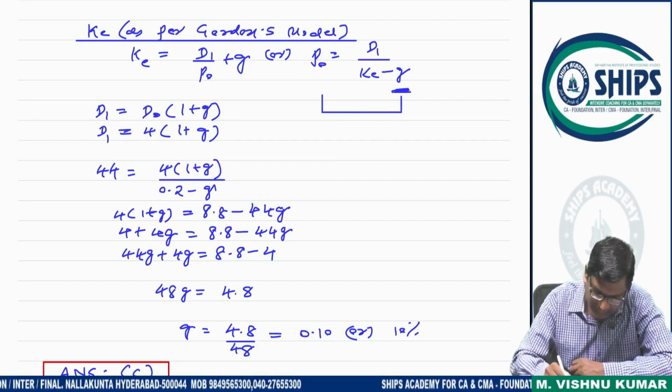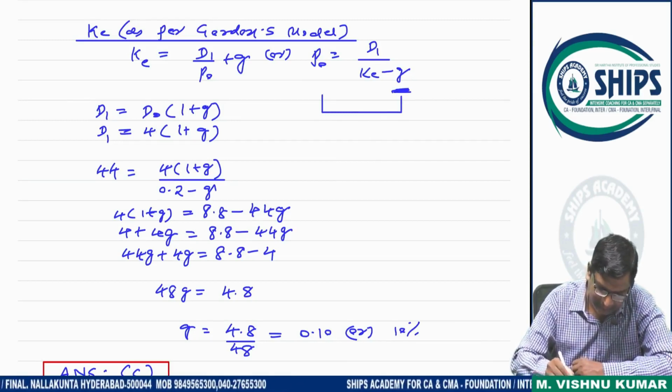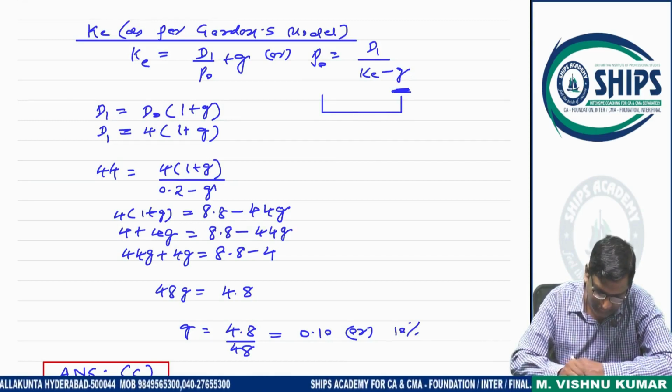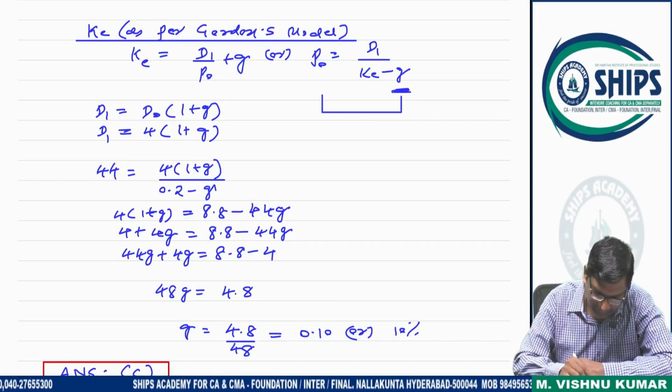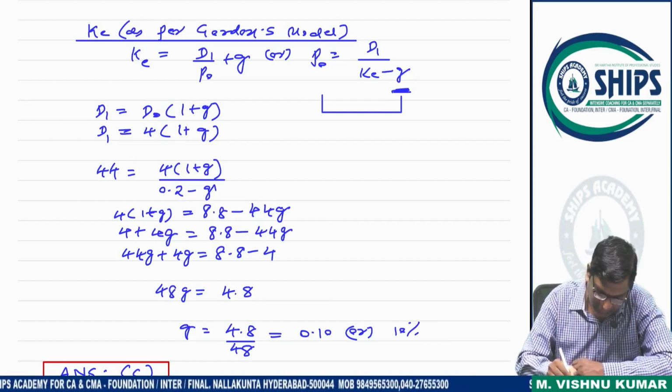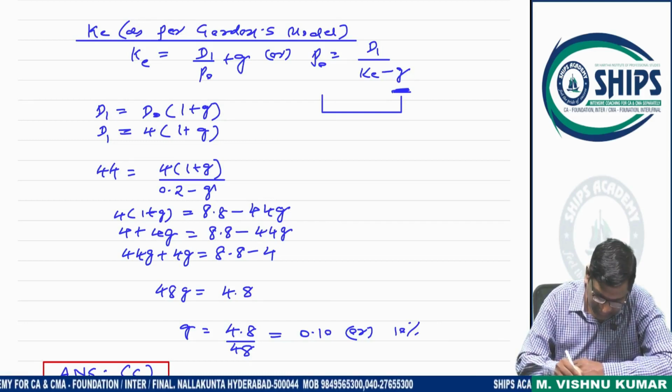Growth rate. So I am substituting in this formula. P0 is equal to D1 by K minus G. So 4 into 44 is equal to 4 into (1 plus G) divided by (0.2 minus G). So 4 into (1 plus G) is equal to 44 into 0.2, that is 8.8, minus 44G. After solving this, 48G is equal to 4.8, so G equals 10%.